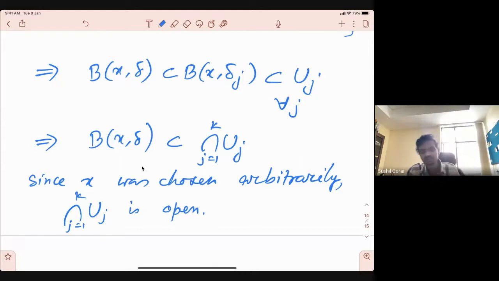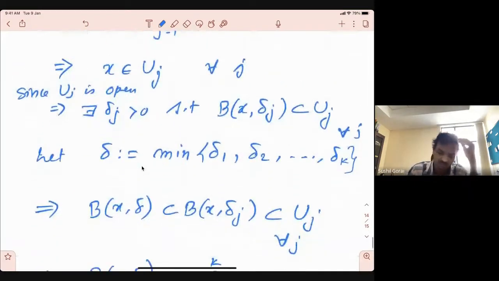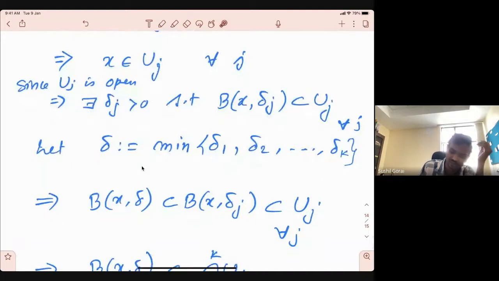Is the proof clear to everybody? Yeah? So the only point is here, and this is definitely a technique. Several times in problems, or in situations where you do some mathematics, in other subjects as well, you will see taking a minimum. So this one is a technique.